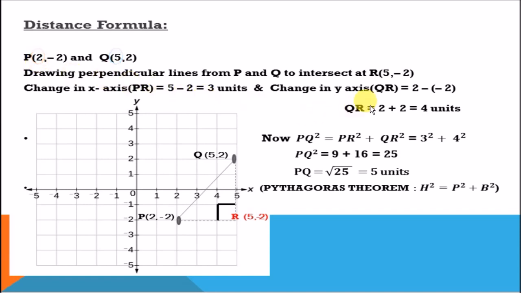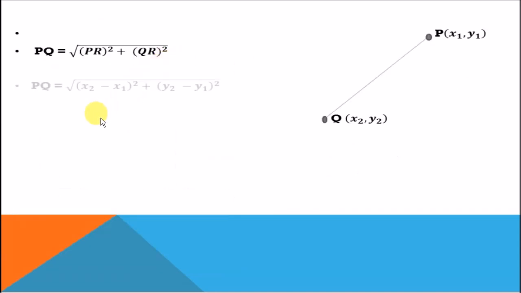And similarly, QR was changing only in the y-axis. The x coordinate was not changing, and QR equals 2 minus minus 2. So that 2 minus minus 2 is simply the y coordinate of Q minus the y coordinate of P. Hence, our distance formula can be PQ equals under root x2 minus x1 whole square, the x coordinate of Q minus the x coordinate of P whole square, plus y2 minus y1 whole square, that is the y coordinate of Q minus the y coordinate of P whole square. This is our distance formula.